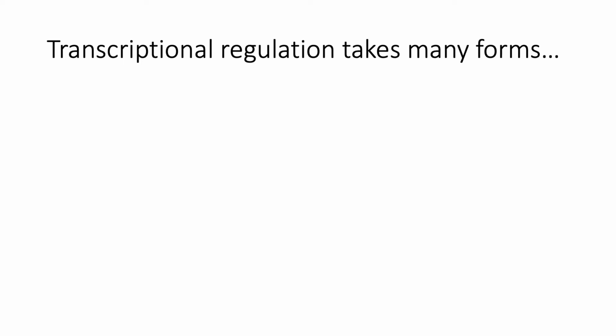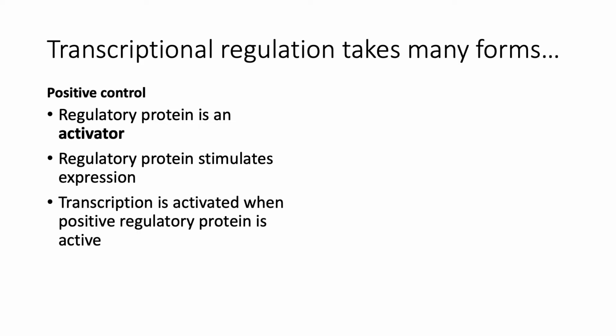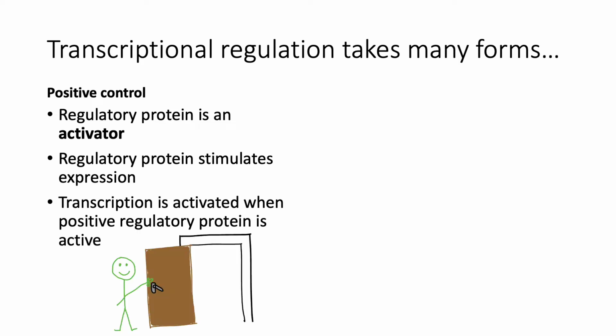There are lots of different forms of regulation and I'm going to begin by talking about positive and negative control. In positive control, our regulatory protein is an activator that activates transcription. You can think of positive control like this. The green person is the activator, and they are opening the door, allowing for transcription to occur.